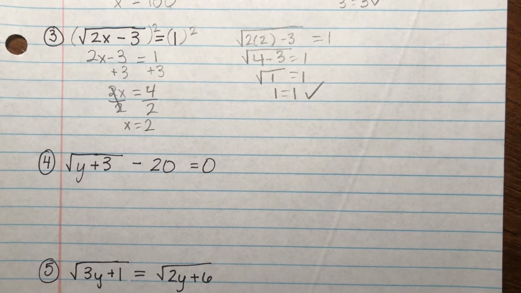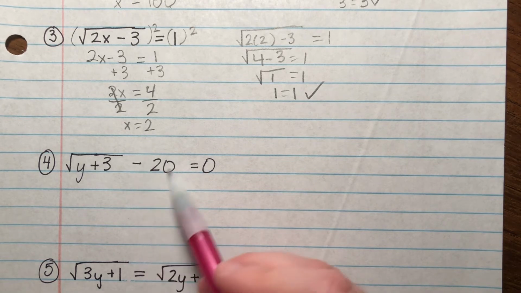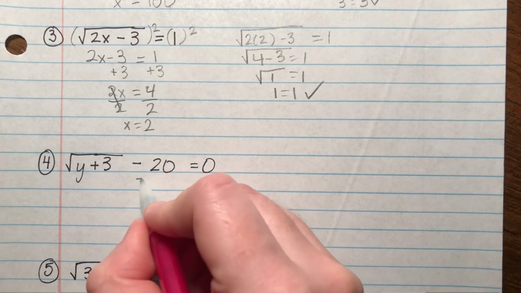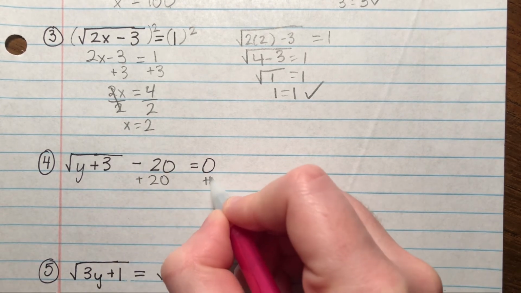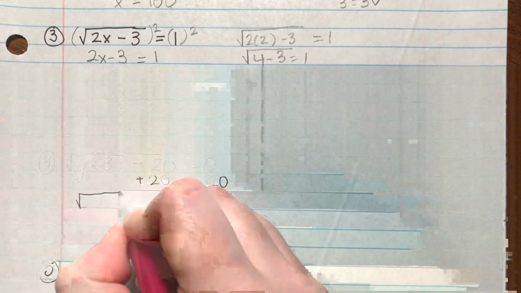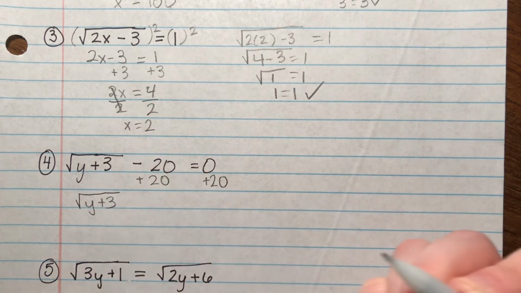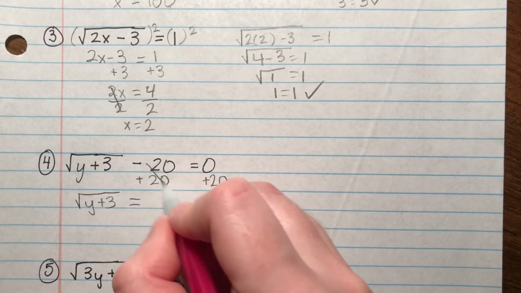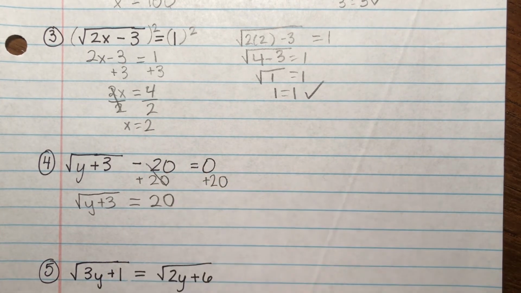Alright, so first step, I need to get my radical by itself on one side. So I need to get rid of anything attached over here. So this 20, I'm going to move it over here. Now I have square root of y plus 3. I move that 20 equals 20.